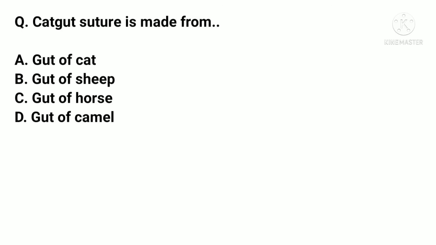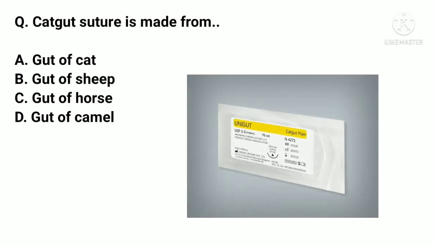Catgut suture is made from: A. Gut of cat, B. Gut of sheep, C. Gut of horse, D. Gut of camel. And the correct answer is B. Gut of sheep.